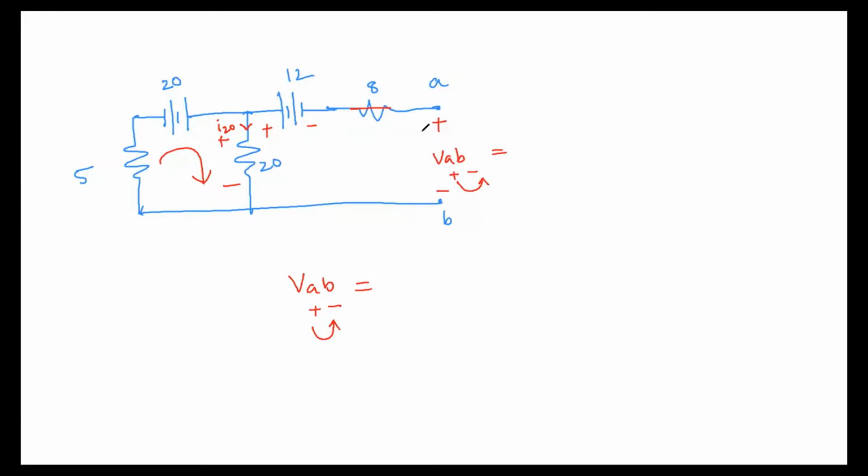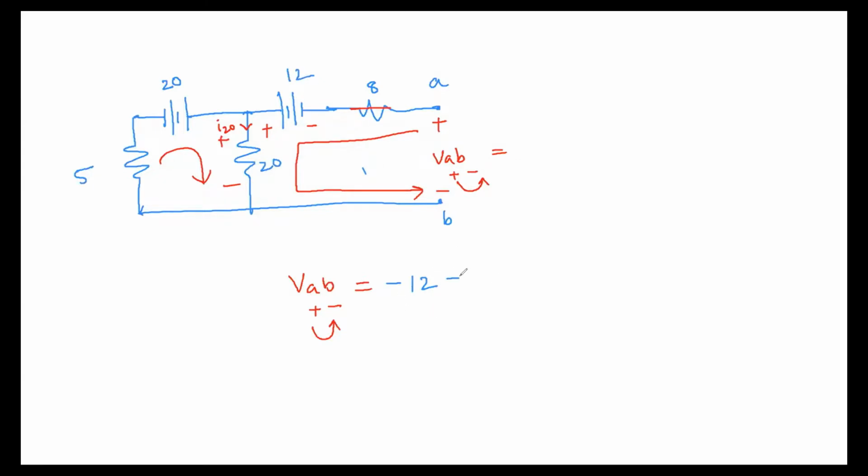VAB, first we are going from positive to negative. This is the path you are going. First, what are you encountering, negative or positive? Negative. First you see negative, and what is the magnitude? 12. Yes, it is 12. So here the polarity is negative and the magnitude is 12.